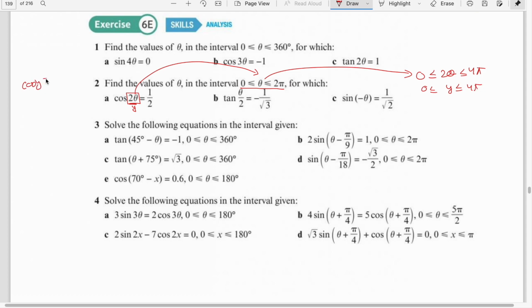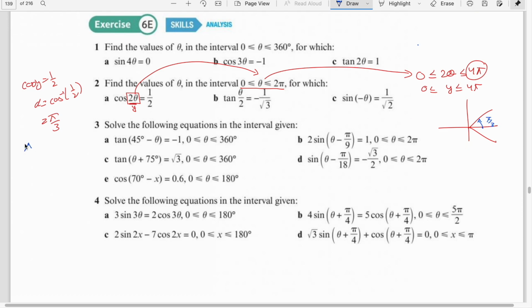So cos of y is equals to 1 by 2. The basic angle for y should be cos inverse of 1 by 2, and the calculator should be in radians mode. So shift cos of 0.5 gives me pi by 3. So the basic angle is pi by 3. Now I'm looking for y. Pi by 3 is already positive. Cos is positive in the first and fourth quadrants, and because of this 4 pi, we know we have to make 2 rounds.